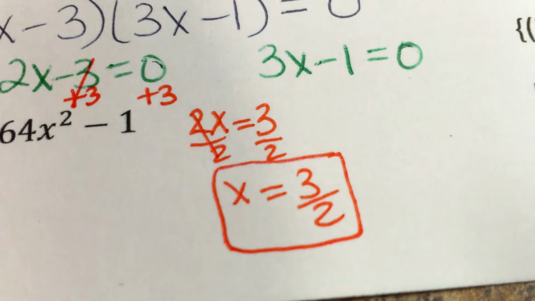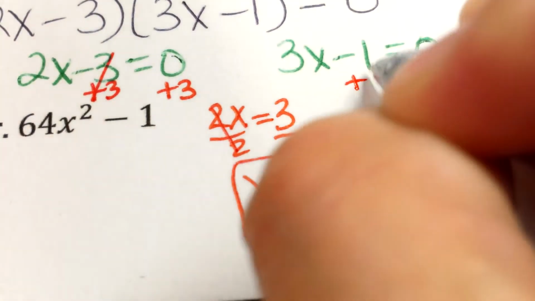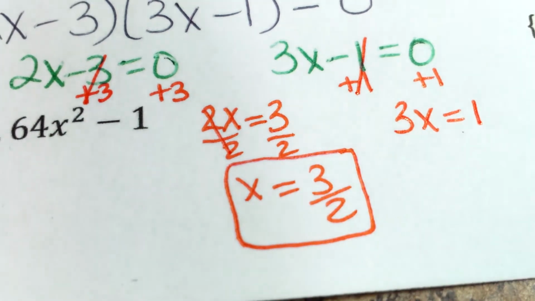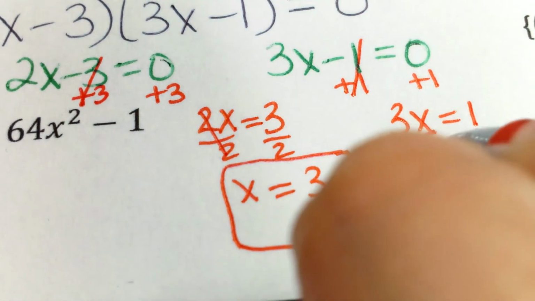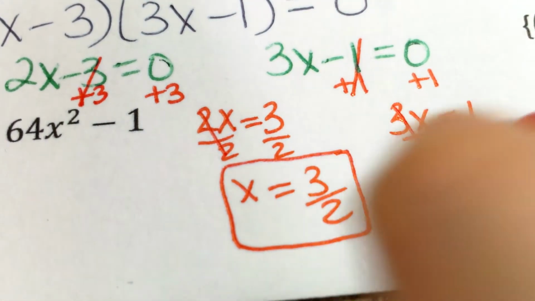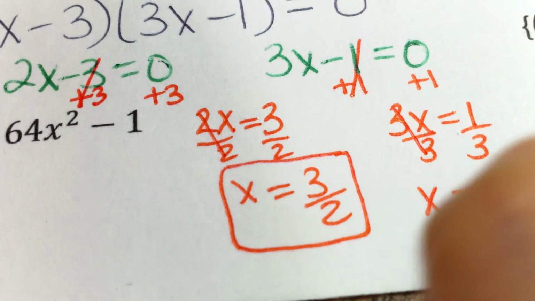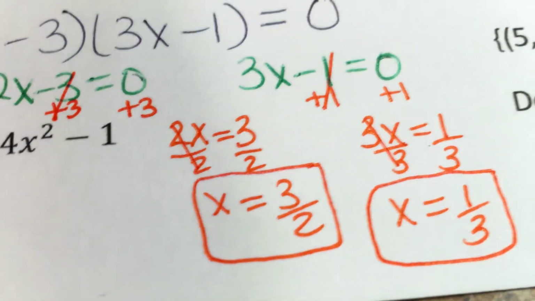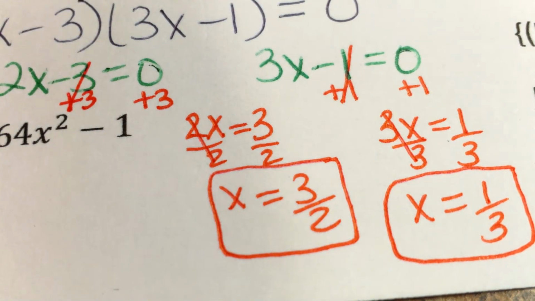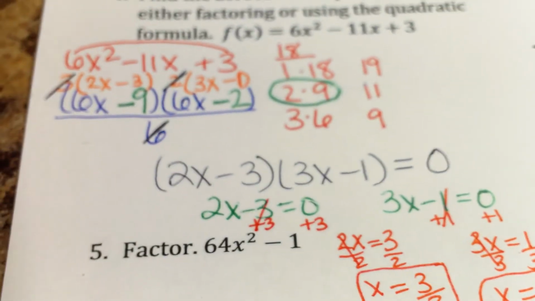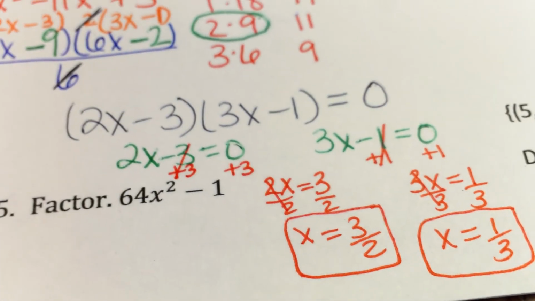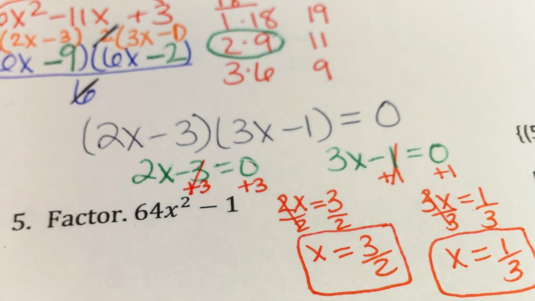And then here we solve for x. Add 1, add 1. 3x equals 1. Divide by 3. Divide by 3. X equals 1/3. And there it is. That's your answer. Those are my zeros for that quadratic. So we had to factor first, and then we make it equal to 0, and then we split them up to find the solutions.